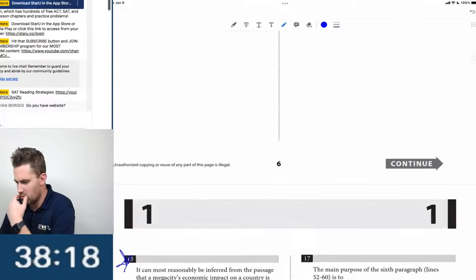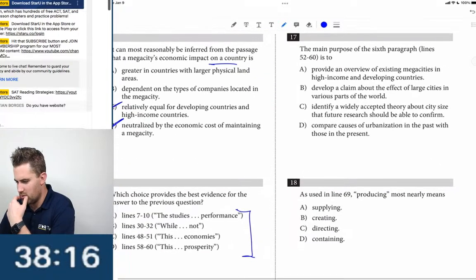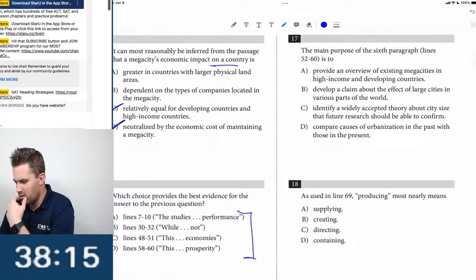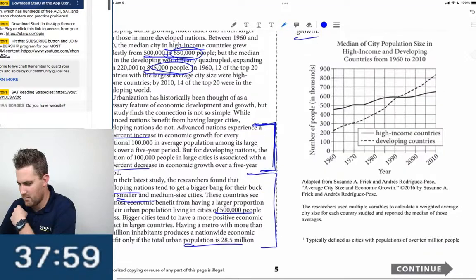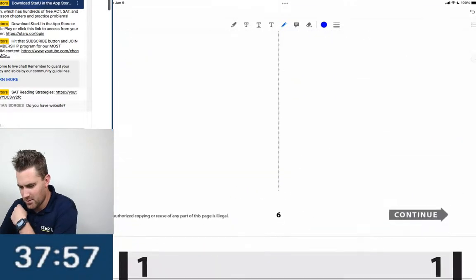Okay, so it's talking about provided... develop a claim about the effect of large cities and various... probably 18, right? Let's look at 18 quick. I'm running low on time. I want to make sure... we'll shoot, what line is that?